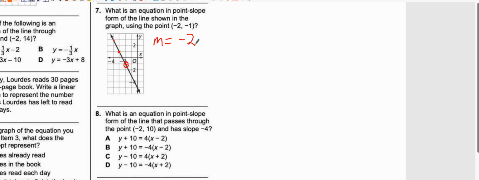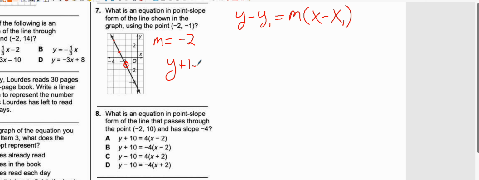Point slope form, I'm just going to write out the form of the equation: y minus y1 equals m times (x minus x1). So your equation just needs to fill in the blanks. y plus 1 equals -2 times (x plus 2). And just leave it like that. Since it says point slope, just leave it. Don't do anything else with it.